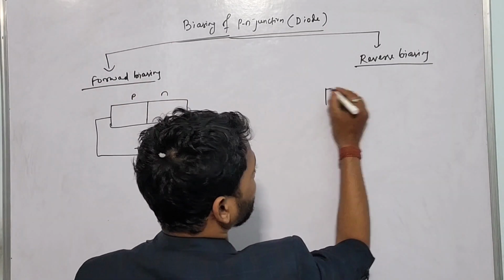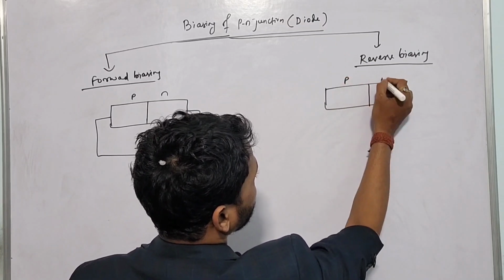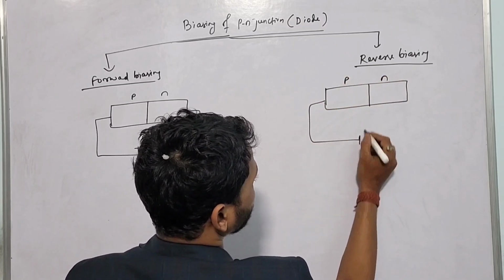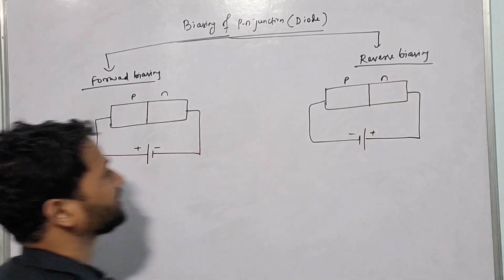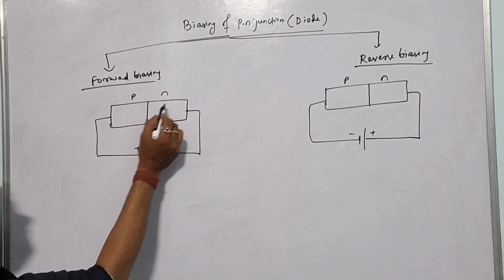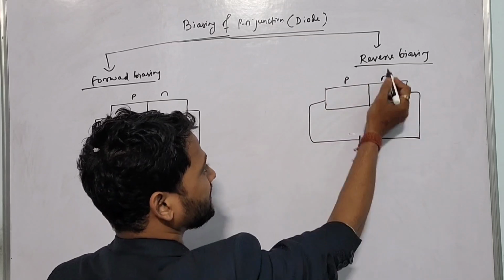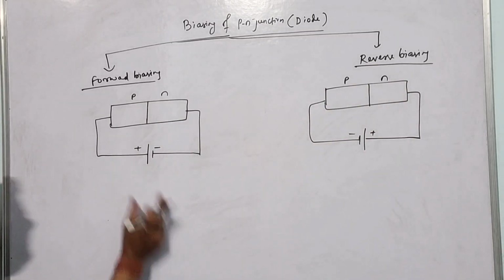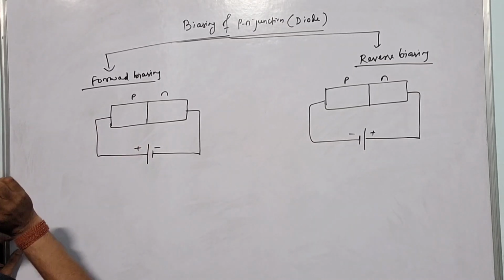But in case of reverse bias, this one is P and N. So the negative supply of the battery is connected to P and positive is connected to N. Again I repeat, plus is connected to P, minus is connected to N, that is forward bias. If minus is connected to P and plus is connected to N, that is reverse bias. This is your external power supply, okay.